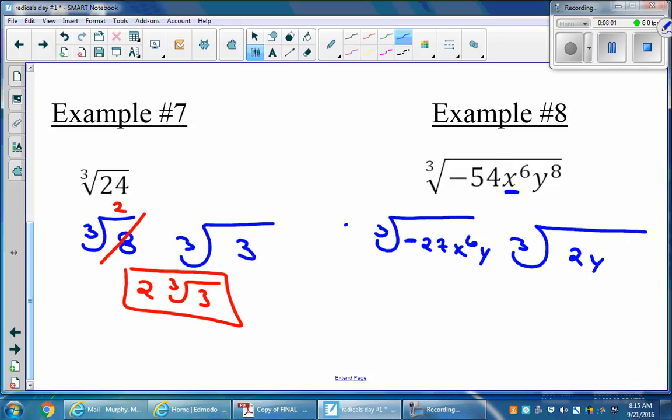Question now becomes what's the exponent? Now our rule for perfect cubes is the exponent has to be divisible by 3. The largest number that's divisible by 3, that's smaller than 8, is 6. So this becomes y to the 6th, and that becomes y to the 2nd.